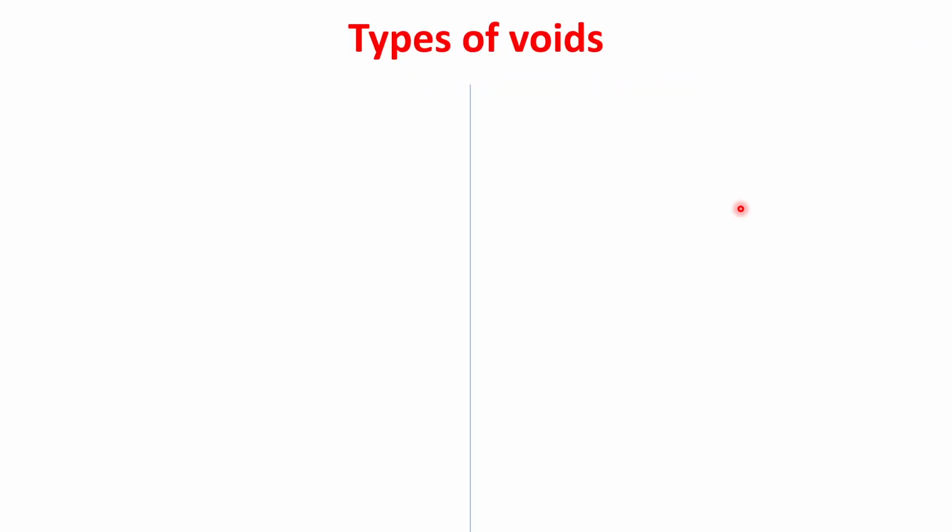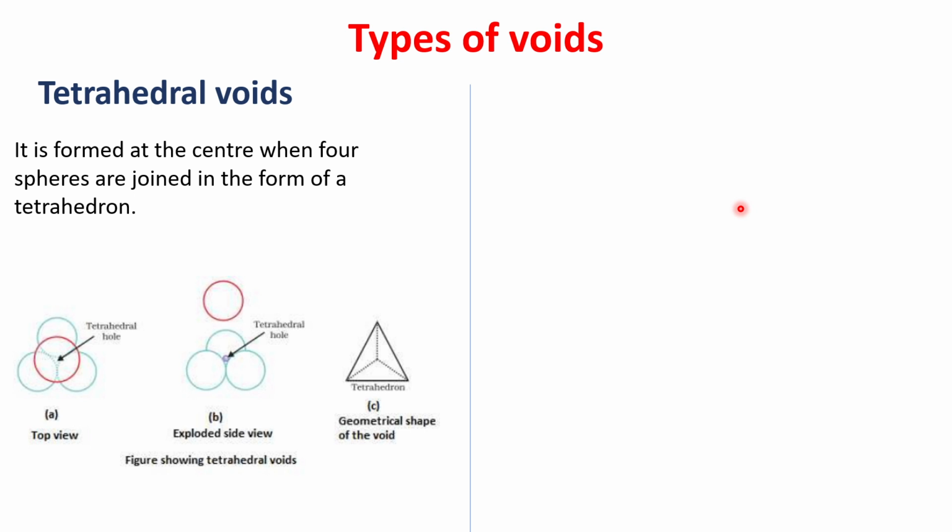Moving further, we understood what the types of voids are. Tetrahedral voids are those voids which are formed at the center of four spheres. As you can see, four molecules are present: three are in one plane, and one is present in the gap or void generated between the three spheres of the lower plane. So it is present in between that space, generating a small void. This is called a tetrahedral hole.